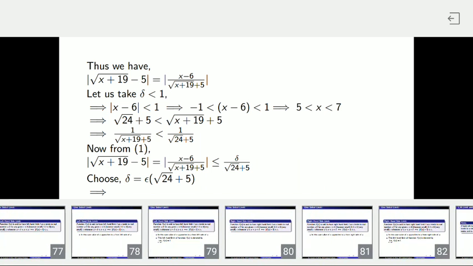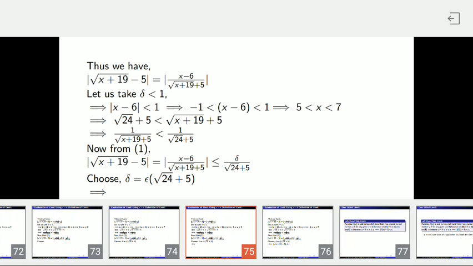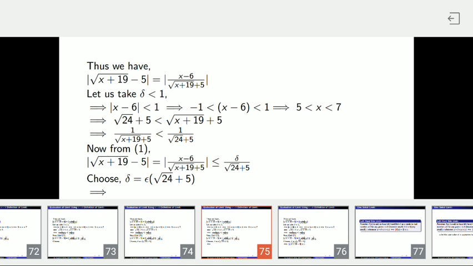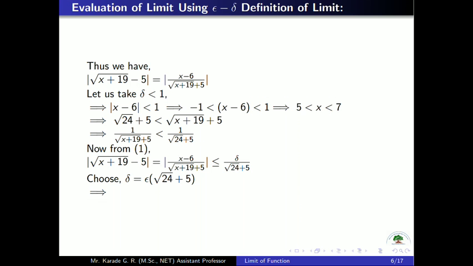Okay, so this is the required thing. Thus finally we proved that the limit of square root of x plus 19 is equal to 5 as x tends to 6.